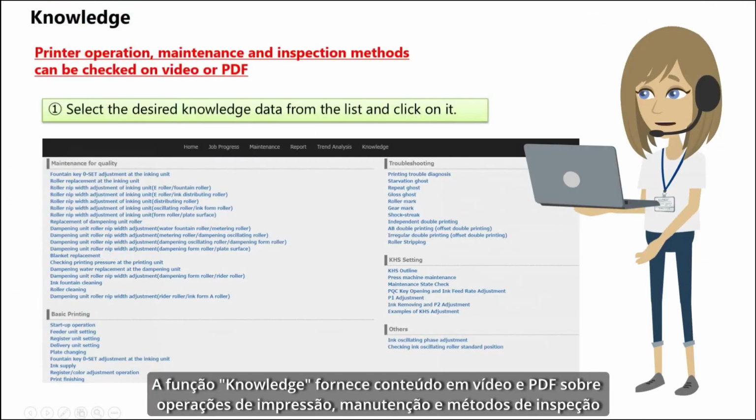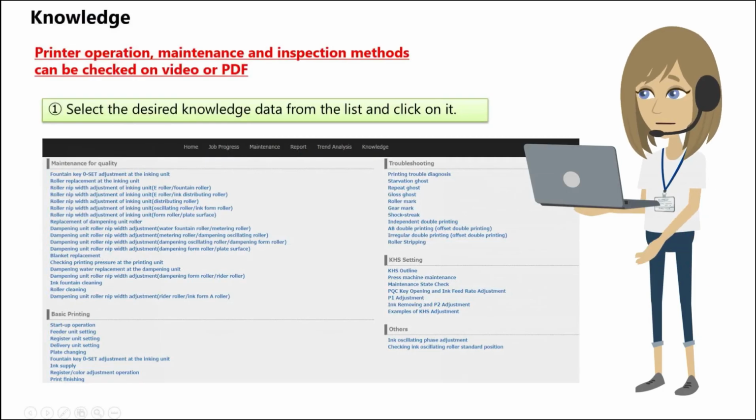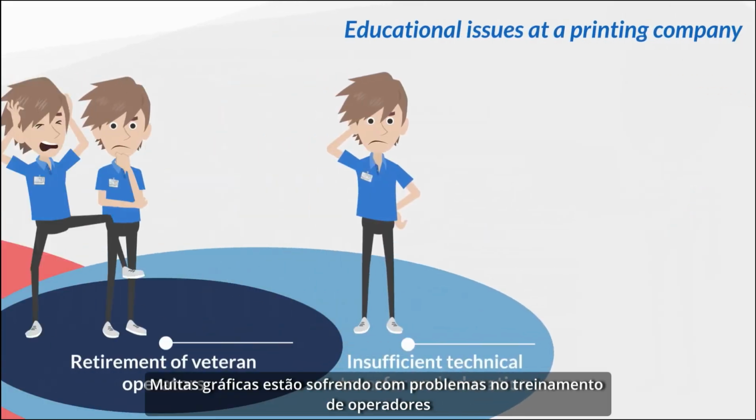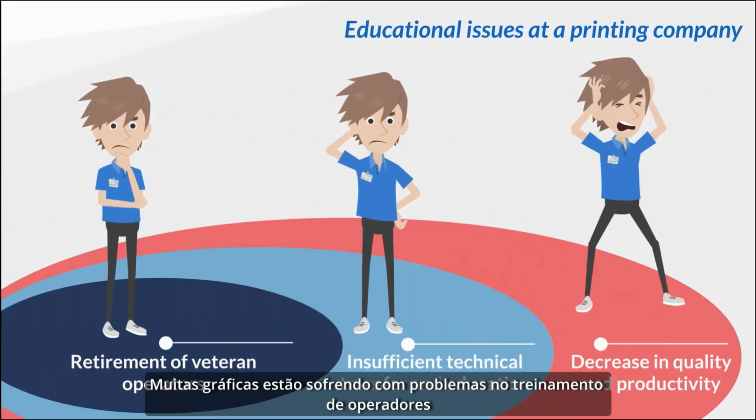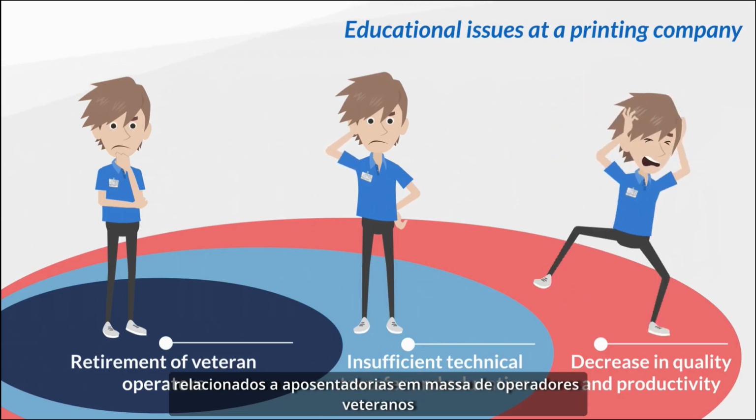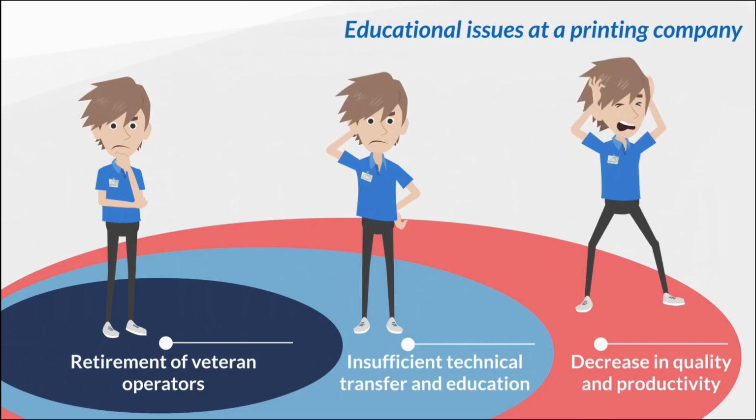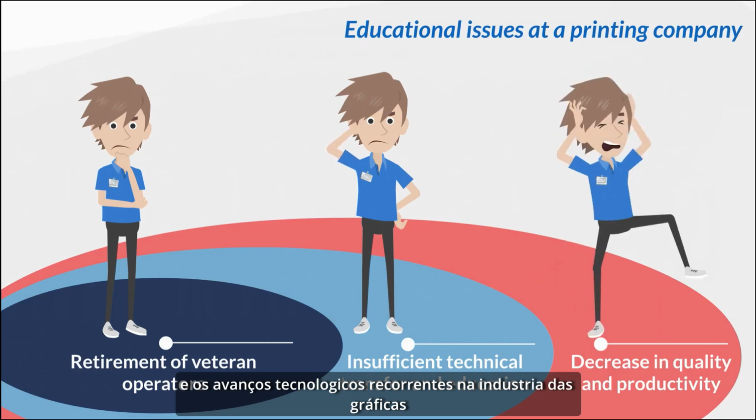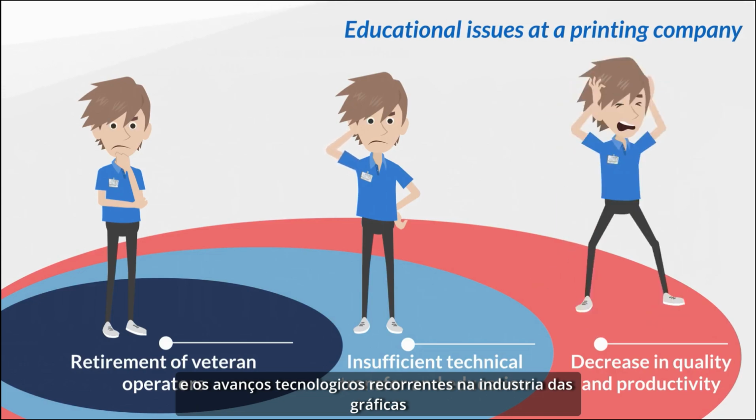The Knowledge function provides video and PDF content on printing operation, maintenance, and inspection methods. Many printing companies are struggling with operator training issues relating to mass retirement of baby boomers, retirement of veteran operators, and the ever-changing technology advancements of the printing industry.